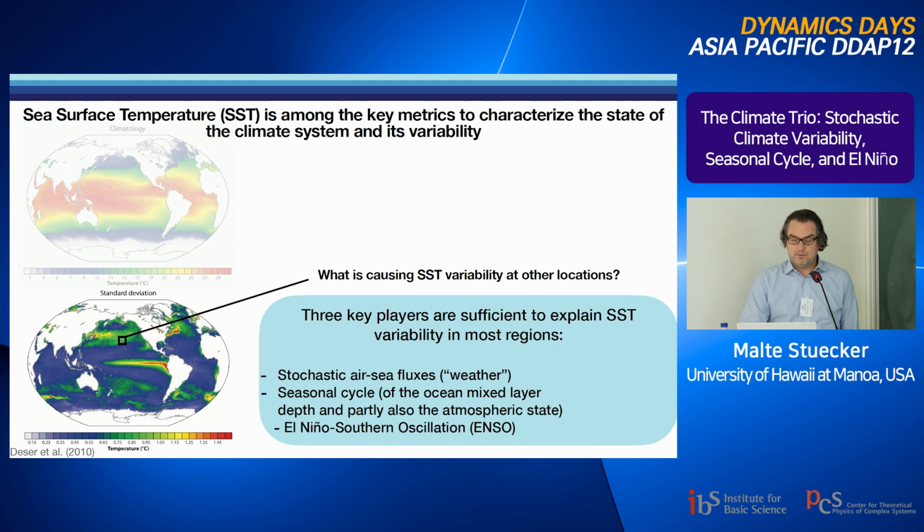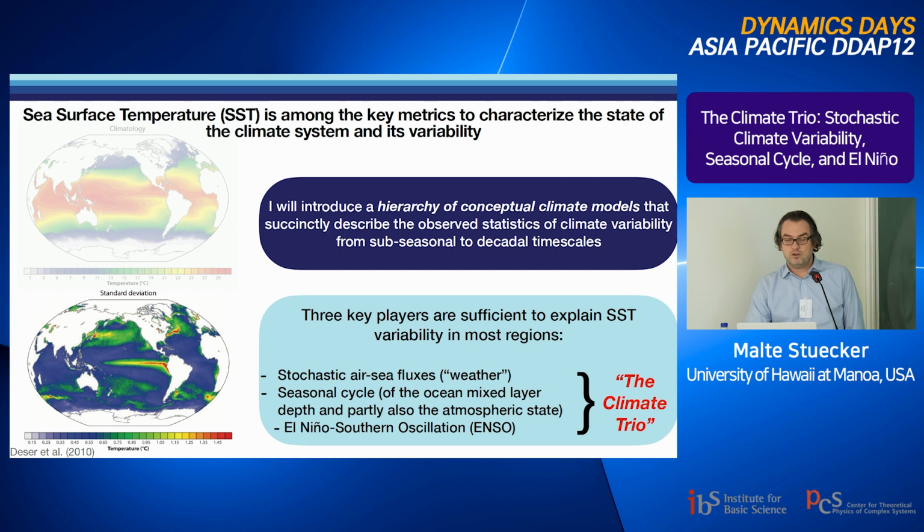Now, I want to argue here that there are really 3 key players that are important. So stochastic air-sea fluxes, the seasonal cycle, and the El Niño southern oscillation. And that's what I call here the climate trio. I'm going to go through a hierarchy of conceptual climate models, going through the history, that I want to argue succinctly describe the observed statistics of climate variability from subseasonal to decadal timescales.